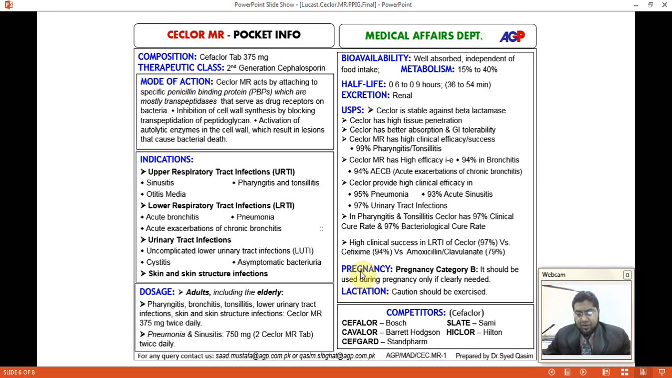Ceclor belongs to the pregnancy category B. It should be used during pregnancy only if needed. For lactation, caution should be exercised.